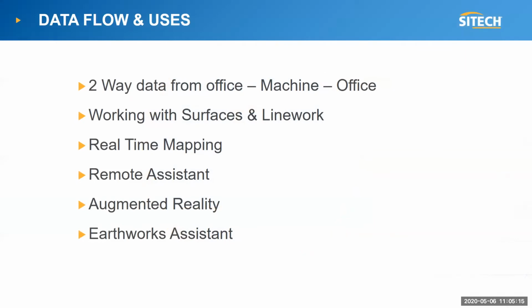So what I'm going to cover is two-way data from the office to the machine and back again. The new features of the surfaces and line works within Earthworks. Our real-time mapping, it's been there for a few versions now, just to refresh people's memory on what we can do with the mapping. Remote assistant, what we do, how we do that, and what its benefits are. Our augmented reality, hopefully people have read about it, so we're going to explain a little bit more about what's going on there. And then Earthworks Assistant, which I'll talk about just at the end of my part of the presentation.